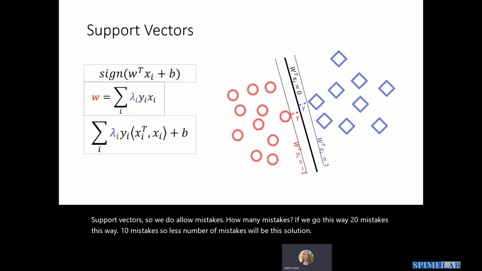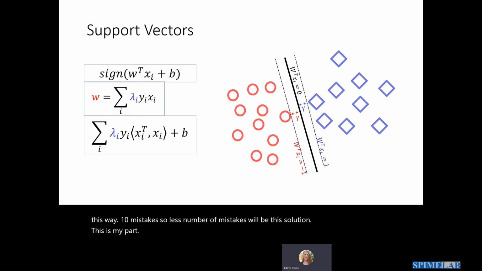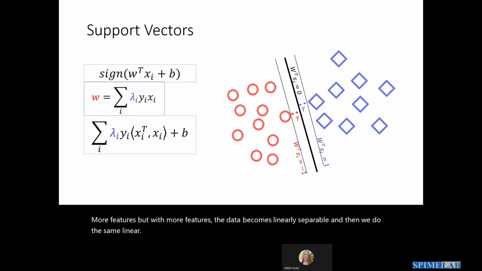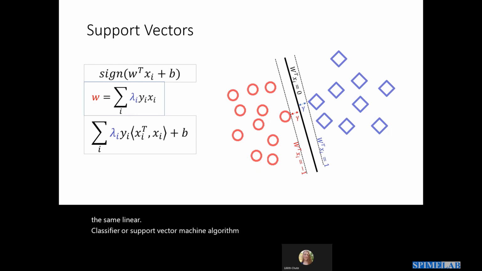And does this allow for nonlinear boundaries? Not yet, but soon we will see that this particular term, X transpose X, enables us to make our nonlinear problem linearly separable. We will see how the inner product can transport our data into a new domain where we have more features, but with more features, the data becomes linearly separable, and then we do the same linear classifier or support vector machine algorithm. We're going to call it the kernel trick.